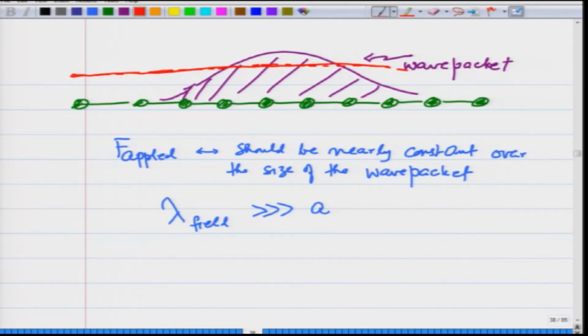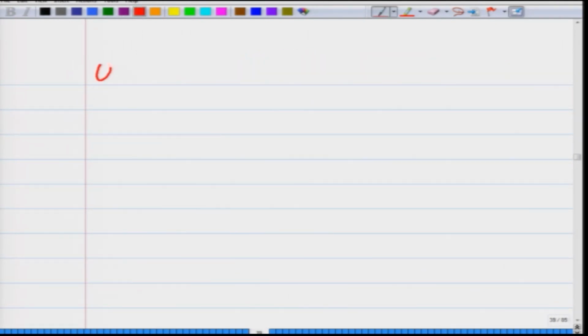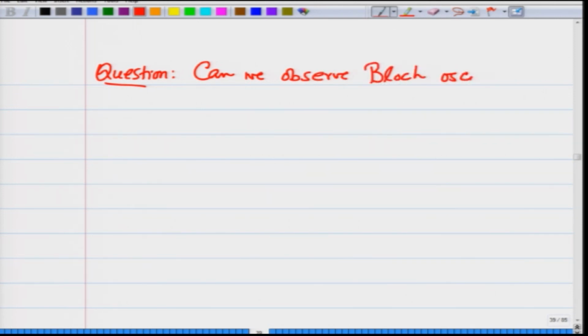I derived all the equations and everything, and I wanted to now tell you where it is applied and what is the region of validity. So, now the experiments. The question is, can we observe Bloch oscillations, let us say in a material, a metal or something?